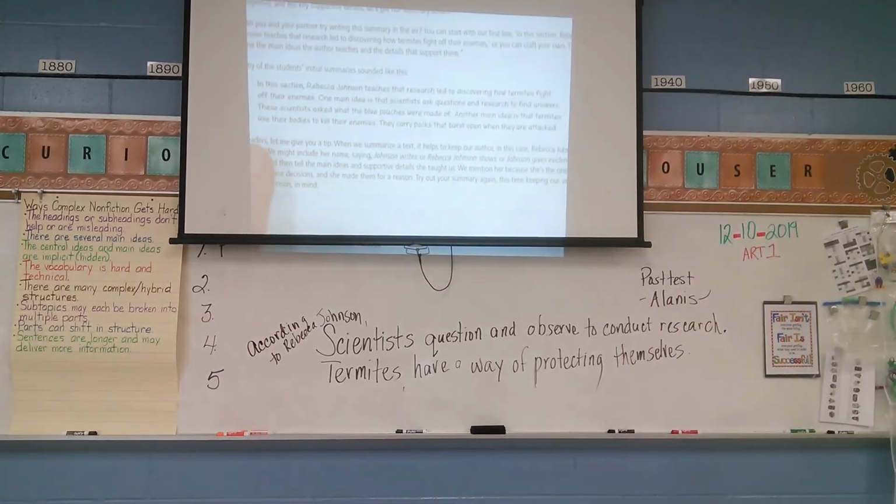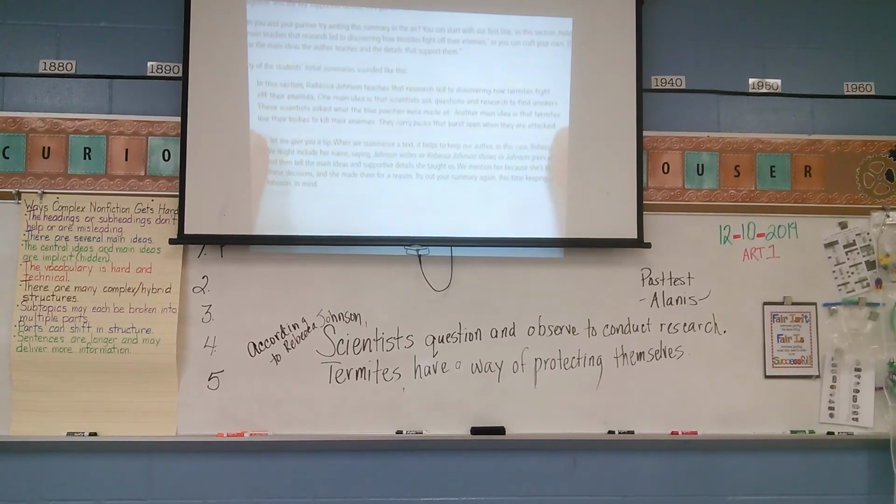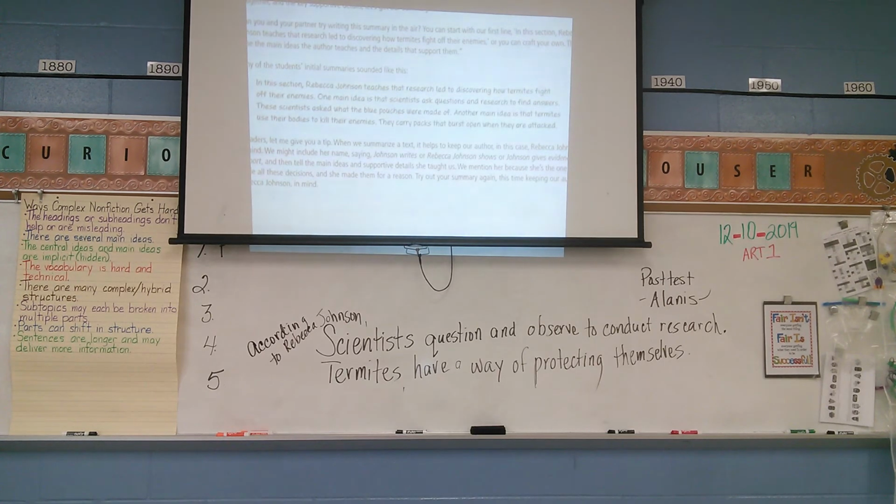All right, I'll read it out loud to you so that you can hear it if you can't see it. In this section, Rebecca Johnson teaches that research led to discovering how termites fight off their enemies. That's exactly what Ryan told us, okay? That's the relationship between the two. It's about the scientists and it's about the protection. One main idea is that scientists ask questions and research to find answers. These scientists asked what the blue pouches were made of. Another main idea is that termites use their bodies to kill their enemies. They carry packs that burst open when they are attacked.